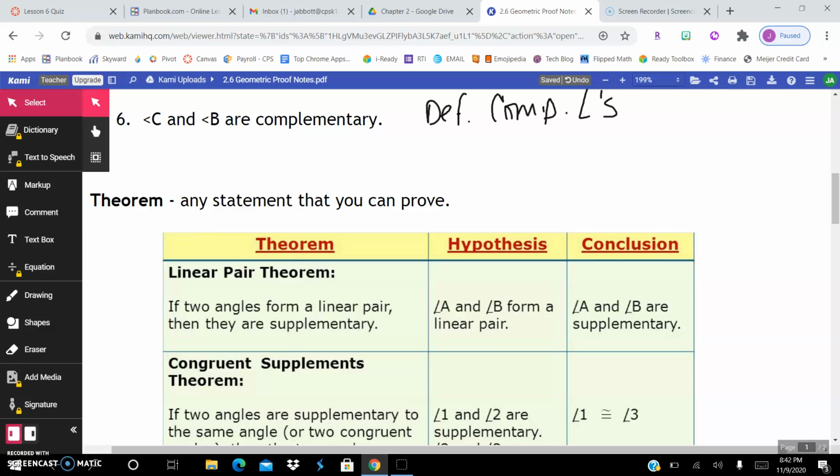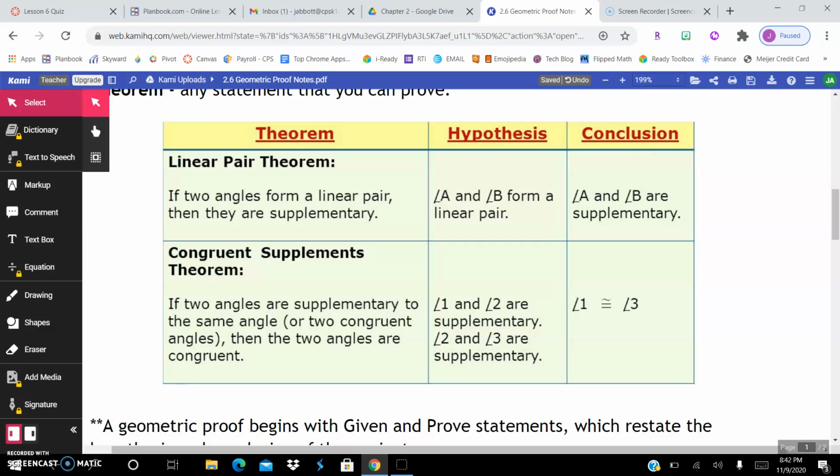A theorem is any statement that we can prove. And right here we have two different theorems to look at. The linear pair theorem says if two angles form a linear pair, then they are supplementary. So our hypothesis and conclusion are that angle A and B are supplementary if they form a linear pair.